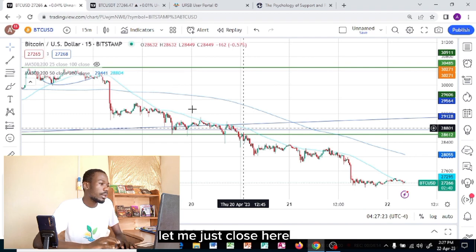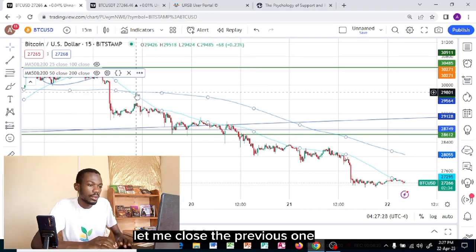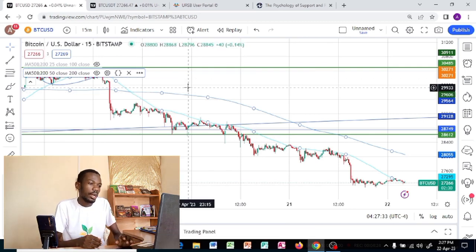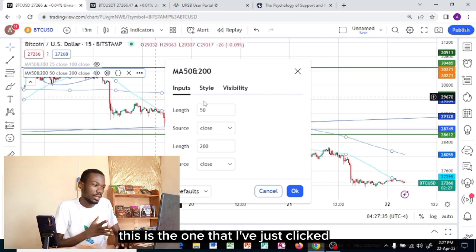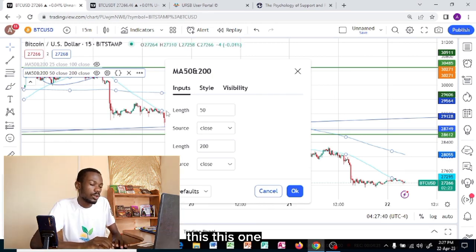So when you click on it, let me close the previous one. This is the previous one, and this is the one that I've just clicked. You can find the way it comes. So this one you're going to modify.